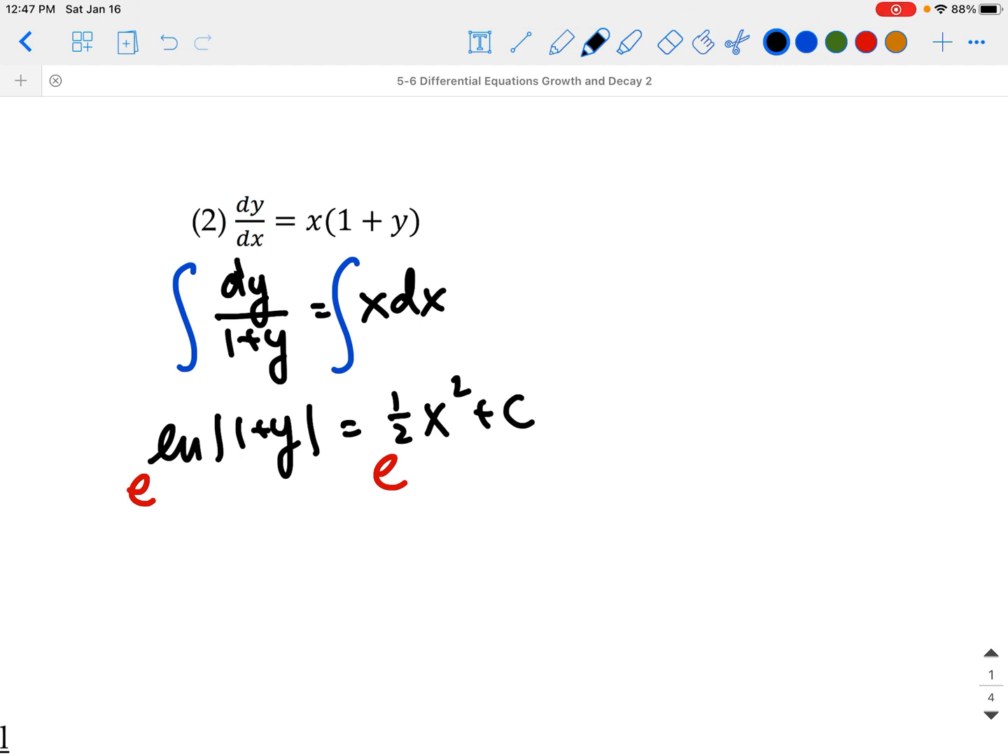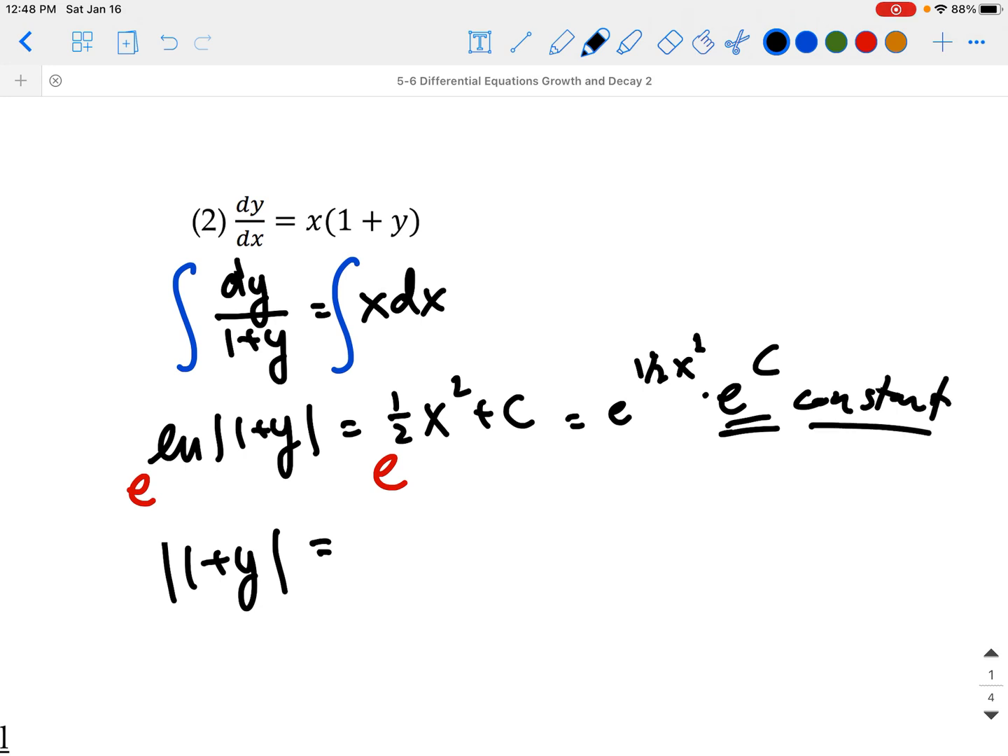And so what we'll get is 1 plus y. We'll make that the absolute value is equal to, and here we'll note that this is e to the 1/2 x squared times e to the c by properties of exponents. A sum in the exponent is the same as a product. So this is really just a constant, which means we can simply write this as c e to the 1/2 x squared. Then we can interrogate the domain and range here to figure out if we can drop the absolute values or not, and move from there.